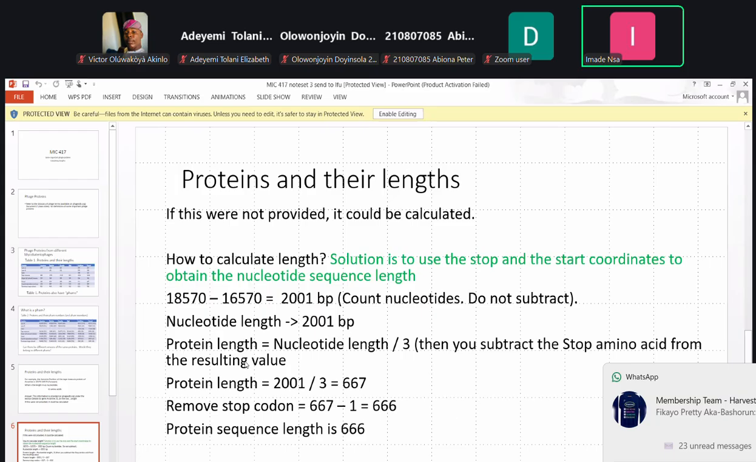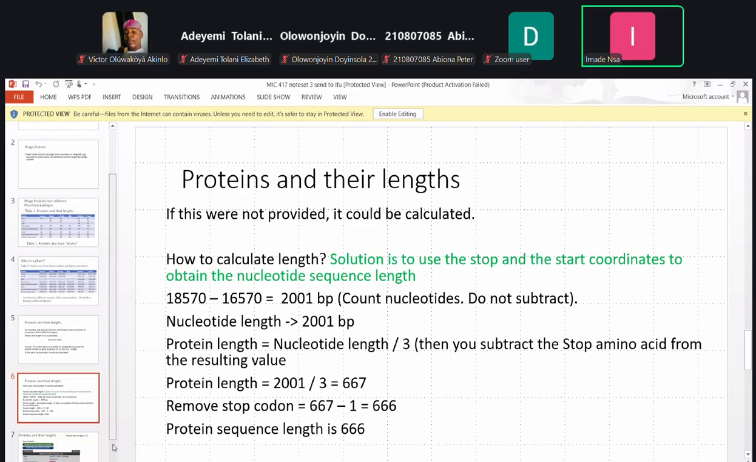For the protein length, you calculate it by dividing the nucleotide length by 3. Then you subtract the stop amino acid. So the protein length is 2001 divided by 3, 667. But because the last amino acid is a stop, it does not code, we take it out, and the protein length is actually 666. Okay?